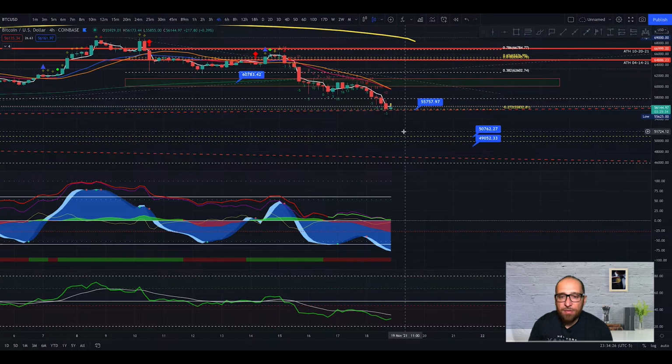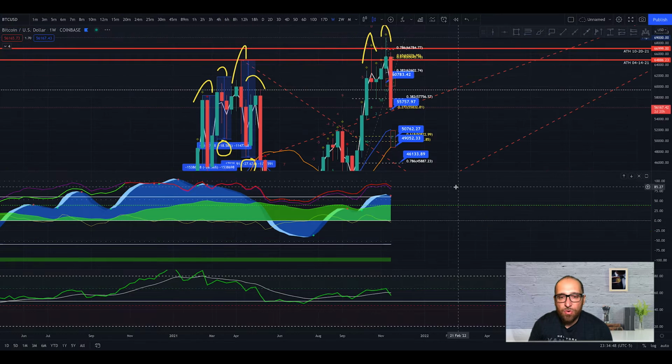For me, my personal opinion, if this is not the end of the correction, probably the end of the correction will be $49,000. This is very important, guys. We need to check very well. We need to check also the weekly chart.